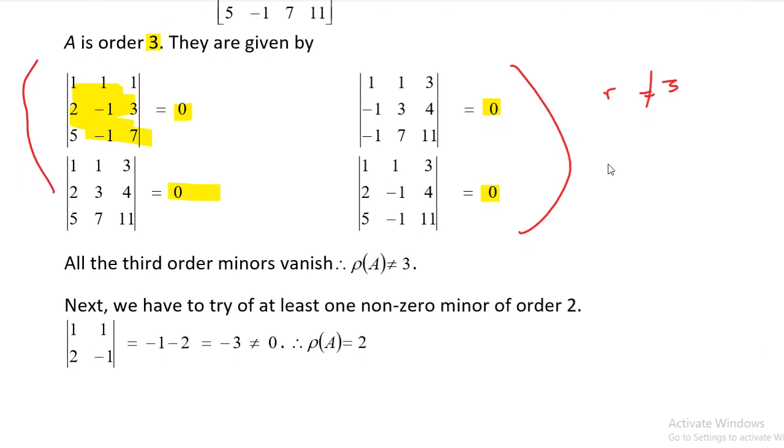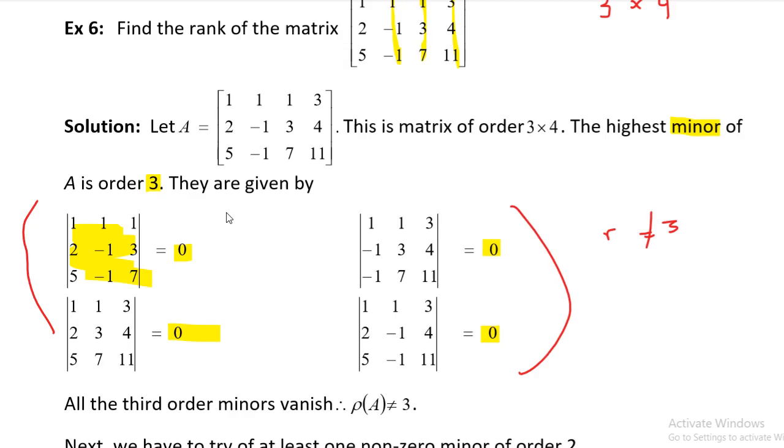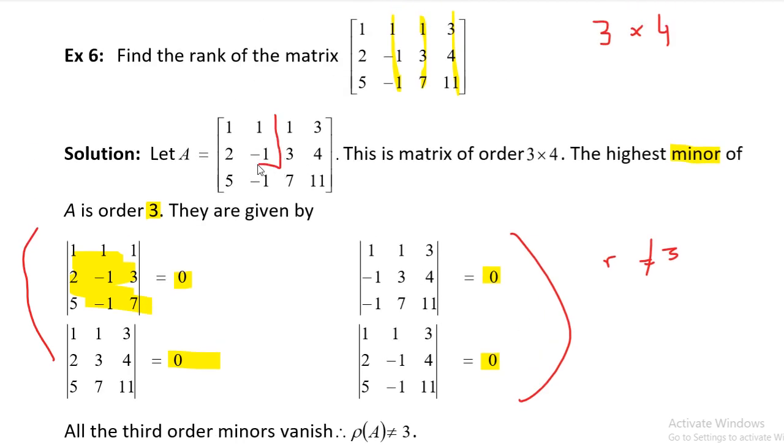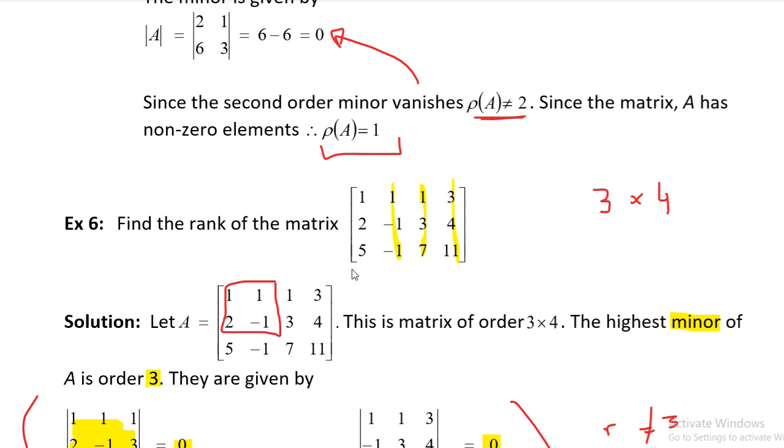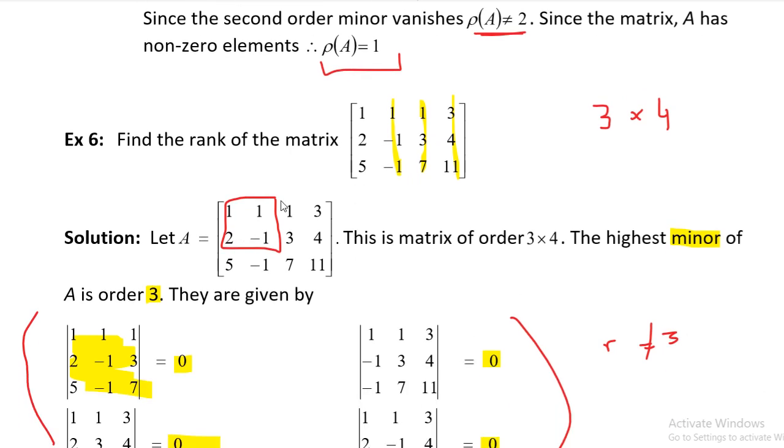It means I have to go to 2 by 2 minors now. If any 2 by 2 minor is non-zero, I will say that the rank is 2. Okay, so let's go to 2 by 2 minors. The very first 2 by 2 minor is this. I check the first one, 1 1 2 1, and it is non-zero. So I can stop here. I don't have to go to the others. If this comes out to be 0, I will pick another one.